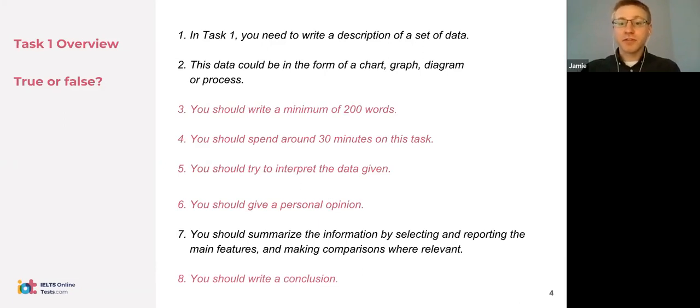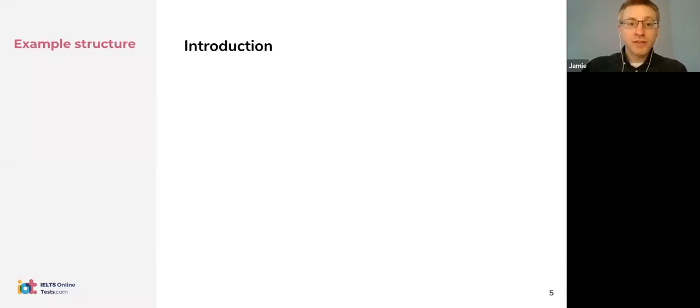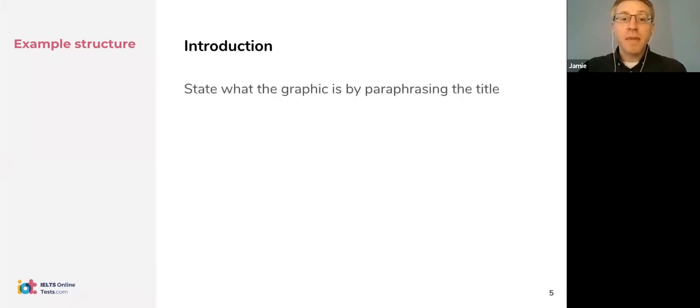Let's look now at an example structure for writing task 1. We need to write, first of all, an introduction. What does this consist of? Typically, the introduction will state what the chart or table is by paraphrasing the title or paraphrasing the question that you've been given. And this should not be very long. This is just 1 or 2 sentences explaining what the chart shows.